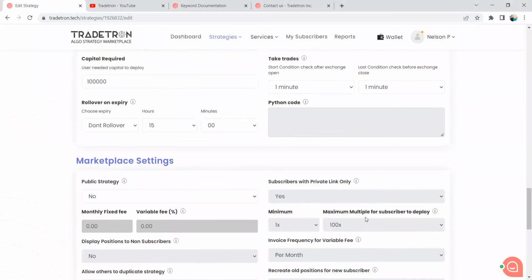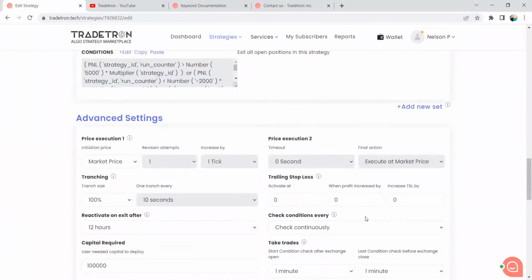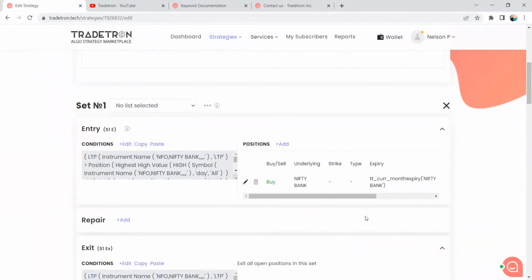Sir, why set 1 and set 2? What do you mean by set 1 and set 2? That means after the time, I am buying and I exit that one. Next, in set 2, I am going to the sell side, right?